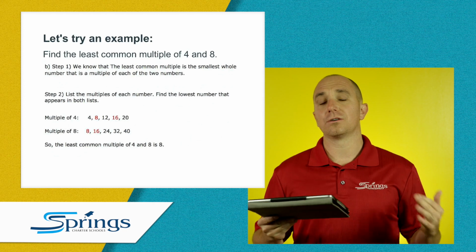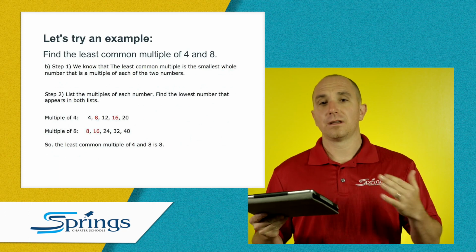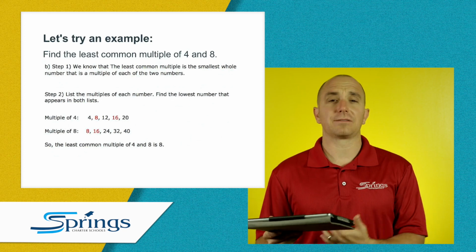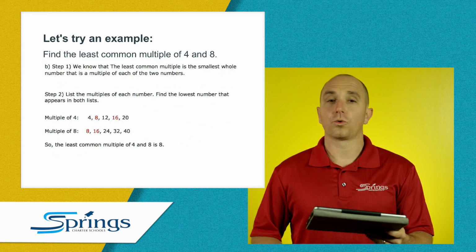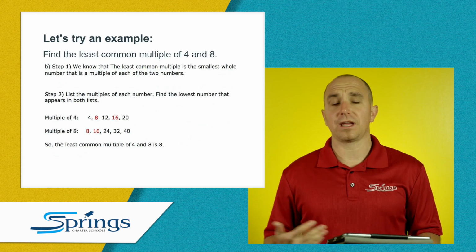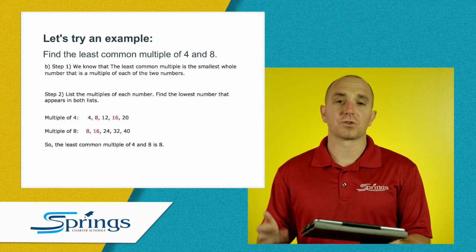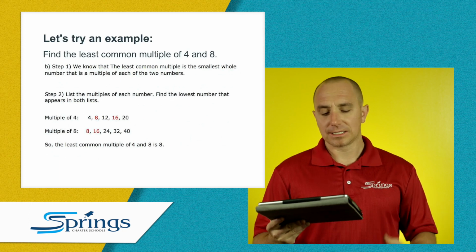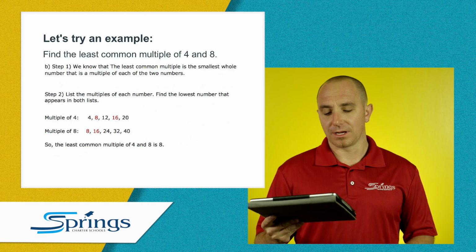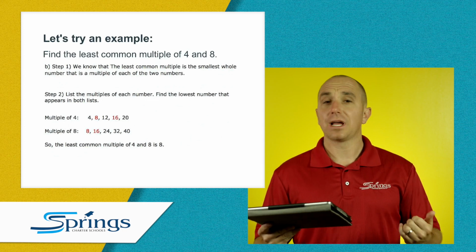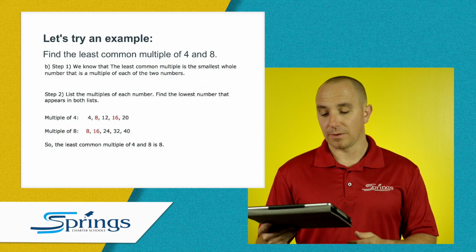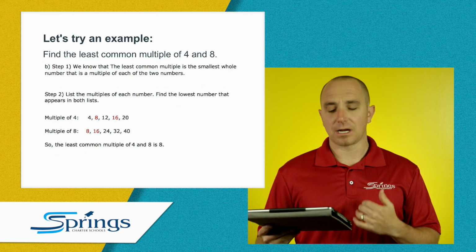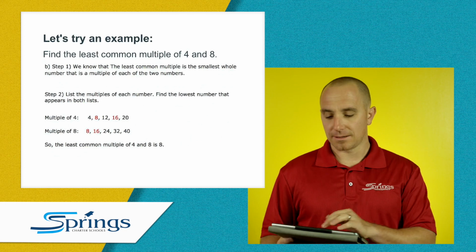You just go maybe 3 or 4 or 5, and then see if the other one shares one of the multiples, and then you're done. If you don't, then you're going to have to keep going higher. But you don't want to write 20 different multiples of 4 and 20 different multiples of 8 because you're looking for the smallest one anyways. So then let's look at the multiples of 8. We have 8, 16, 24, 32, and 40. When we look at our lists, we have a few common multiples, 8 and 16. But since we're looking for the least, the least common multiple of 4 and 8 is 8.